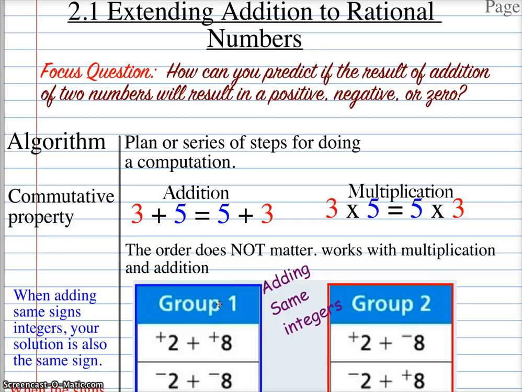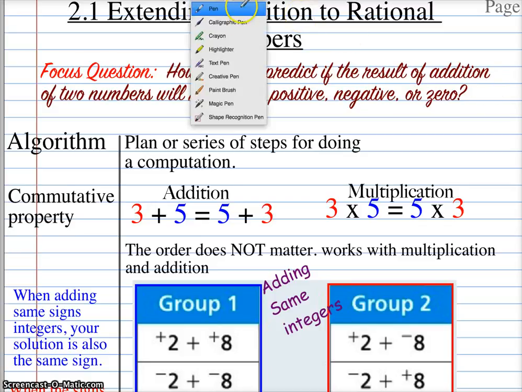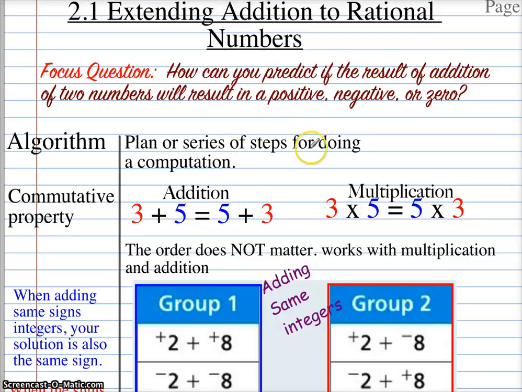An algorithm, you'll hear math people say algorithm all the time. An algorithm is just basically a plan. It's something that you want to be able to do, and it's something like the formulas that we talk about. It's when you guys always ask, how do I do something? This is an algorithm that you're looking for.